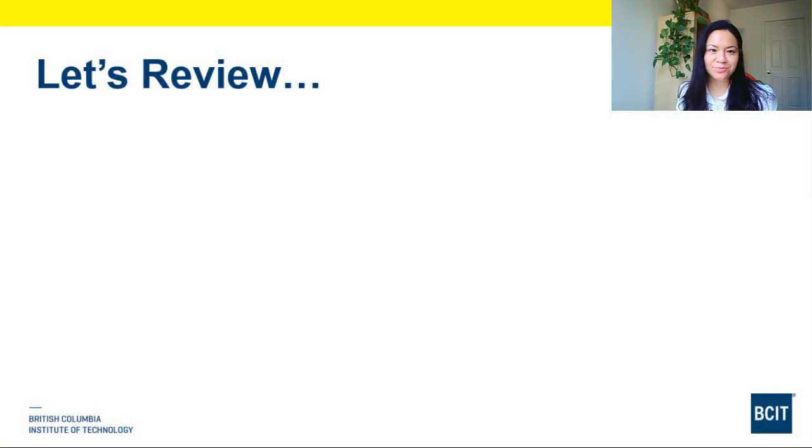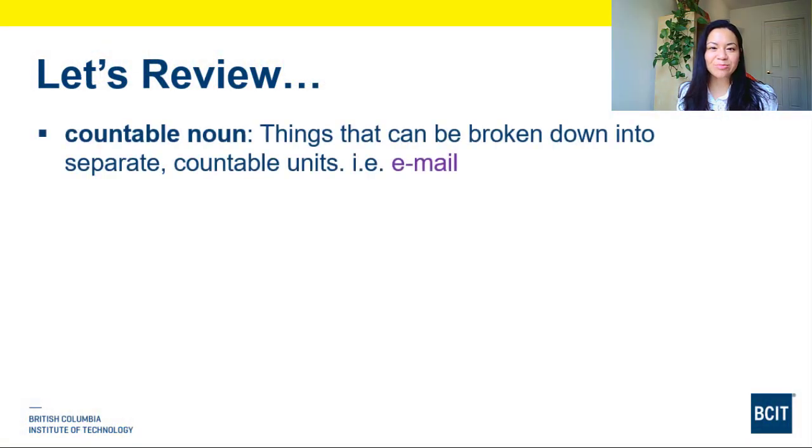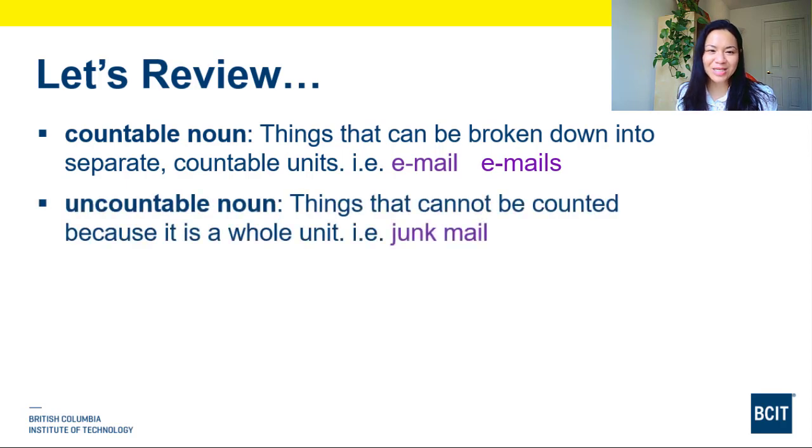Let's review. A countable noun is something that can be broken down into separate countable units. For example, email. This word can be made plural. For example, emails. An uncountable noun is something that cannot be counted because it is a whole unit. For example, junk mail. This word cannot be made plural.